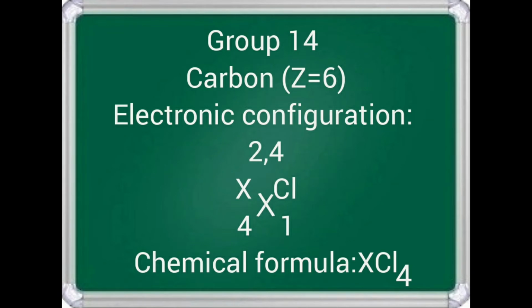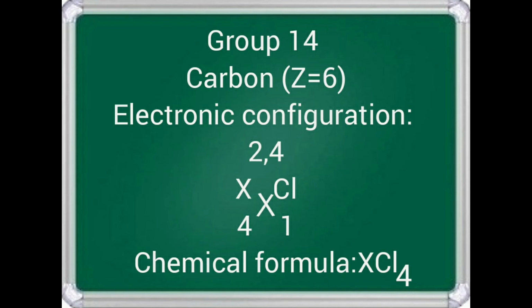As it is very clear from the previous discussion, one group has the same valency. All the elements in a group have the same valency. Now we will take the example of carbon having atomic number 6. Electronic configuration 2,4. K shell has 2 electrons, L shell has 4 electrons. The outermost shell is half filled, so it cannot lose or gain electrons, rather it will share its electrons. X valency 4, Cl valency 1. After crisscross, its chemical formula will be XCl4.